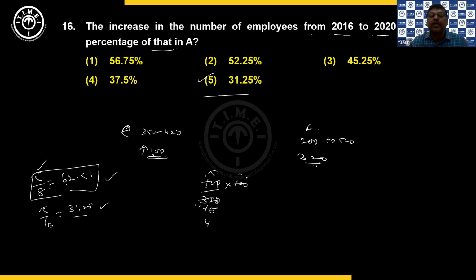See, 4 4s, 4 25s, 5 25s, 125 by 4 means you can say 4 3s. If you are not getting this idea, you have to do the calculation. 4 3s, 4 1s, 0.25, 31.25. Done, students? Right.